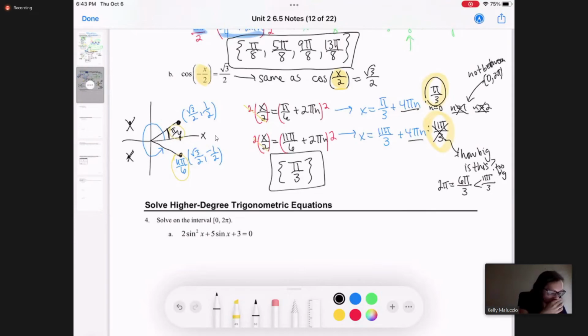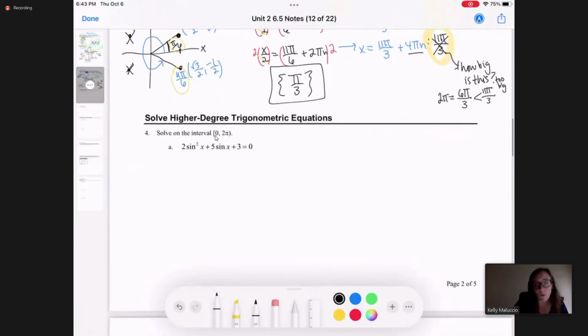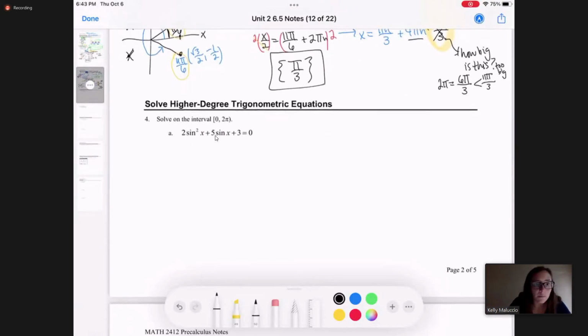Okay, so for this next problem, now we're still solving on the interval 0 to 2 pi, but now we have something a little funky. We have 2 sine squared plus 5 sine plus 3 equals 0. If you think of this as 2x squared plus 5x plus 3 equals 0, we are going to factor. Maybe I should use u, where u equals sine of x.